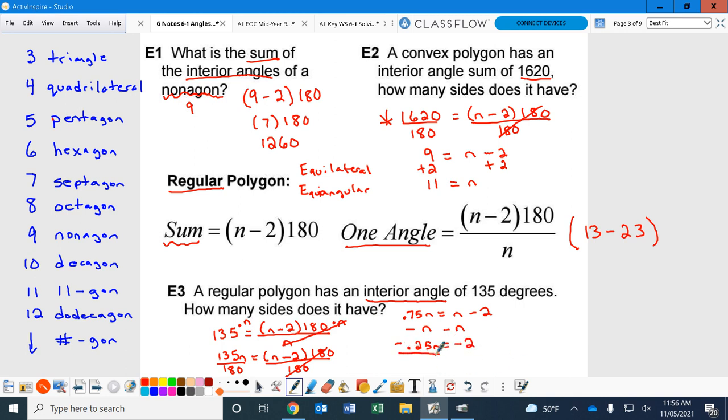Divide both sides by negative 0.25. Now the negative takes care of itself. A negative divided by a negative is a positive. But what is 2 divided by 0.25? n would equal what? 8. And 8 is what? What does 8 tell you? It's the what? How many sides it has? Thank you. Perfect. It's the number of sides it has.